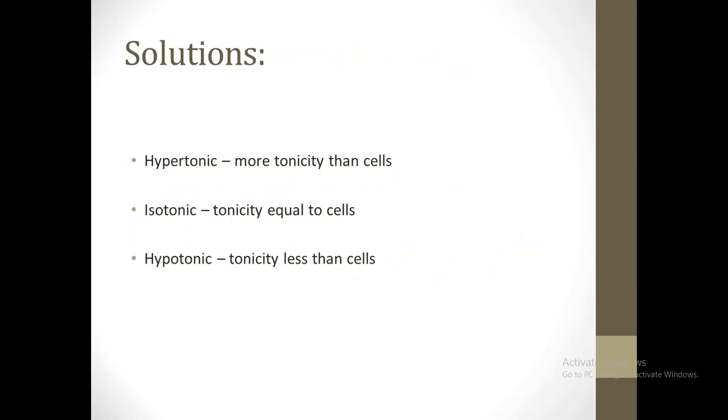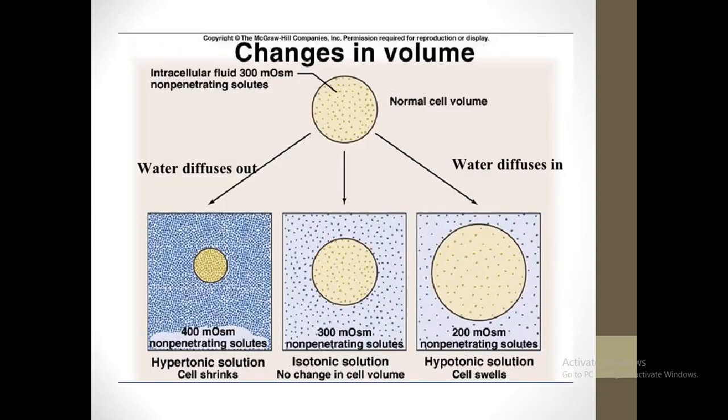There are different types of solution, which include a hypertonic solution, a solution which has more tonicity than the cells, an isotonic solution, a solution which has equal tonicity to the cells, and then a hypotonic solution, with a tonicity less than the cells. This diagram shows the changes in volume which occur when a normal cell is placed into different types of solutions.